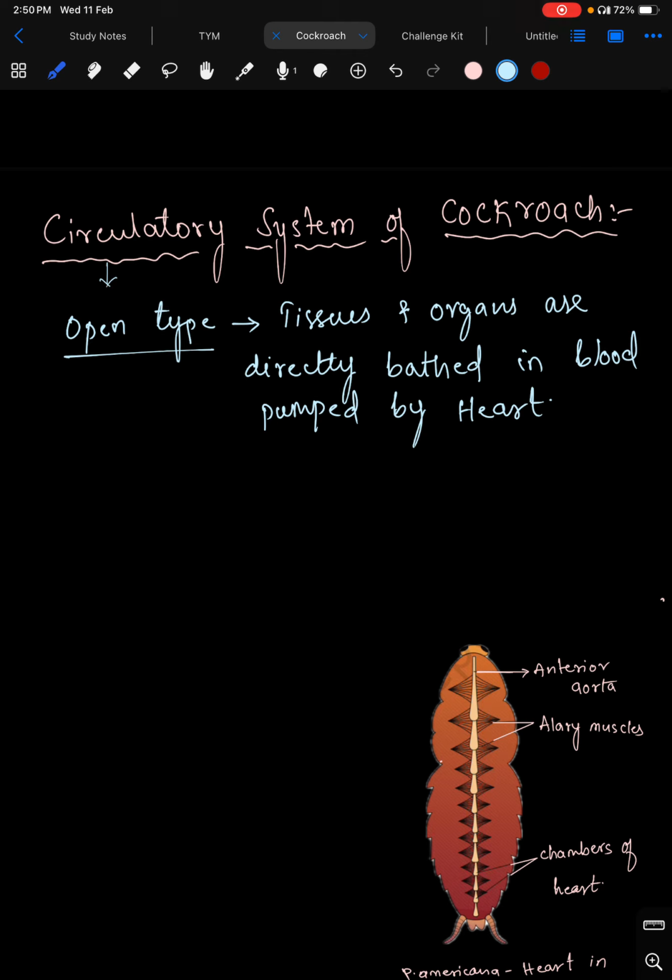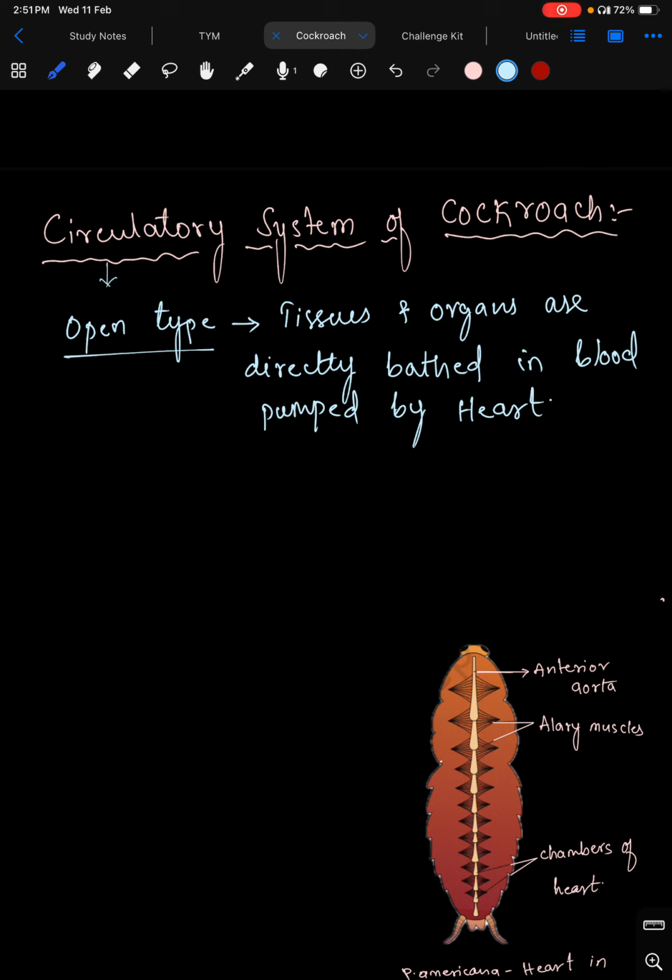Okay, you can see human beings have a closed circulatory system. Here there is a network of blood vessels, a series of blood vessels that vary in their diameter. So here the organs are not directly bathed inside the blood, but in the open type of circulatory system, the organs or the tissues are directly bathed inside the blood.